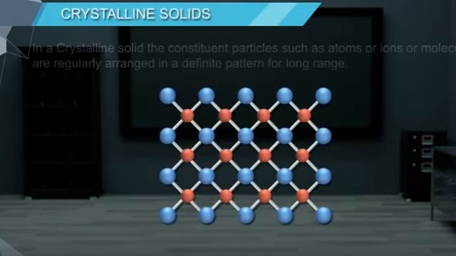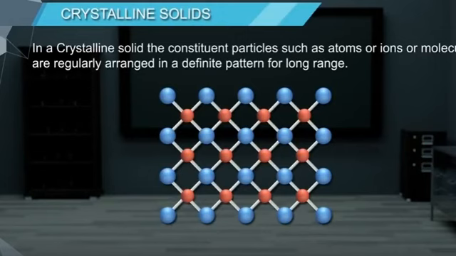Now let us see what are crystalline solids. In a crystalline solid, the constituent particles like the atoms, ions or molecules, they are regularly arranged in a definite pattern. Long range, meaning for a continuous period, they are arranged properly for quite long. Long range doesn't mean actual length wise. It means that all the particles are arranged from one end to the other in an orderly manner, and it is regular.